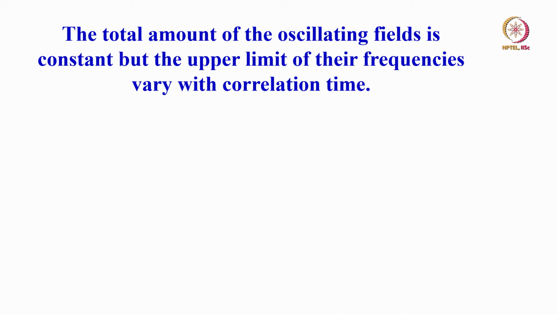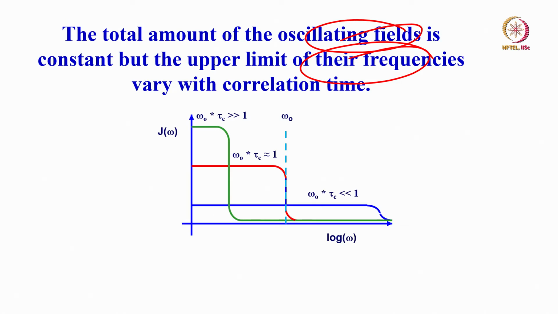But what is the total amount of the oscillating field? This is what we discussed earlier also, that remains constant. Only the upper limit is the one which changes with the correlation time, but the total amount of the oscillating field that is produced at the site of the nuclear spin remains the same. That cannot change, and that defines the frequency. But what is happening is the upper limit of the frequency is the one which varies with the correlation time. That is why this graph, I showed this when we were discussing the relaxation phenomenon also.